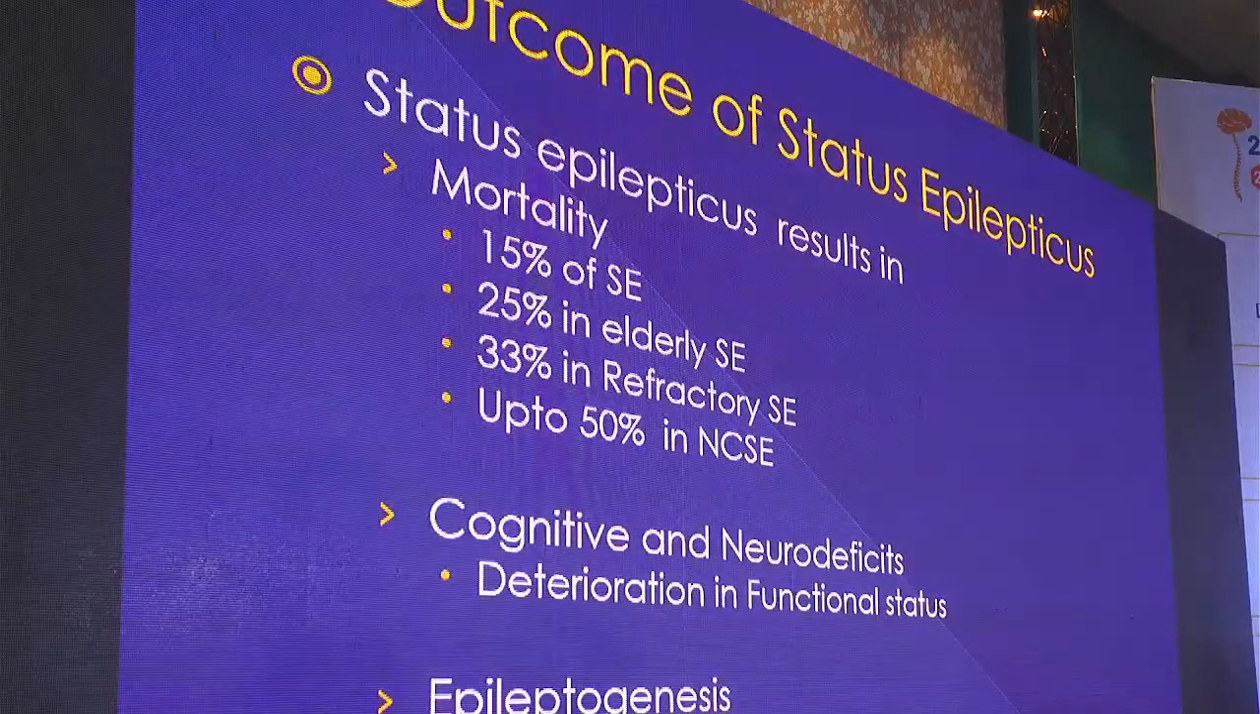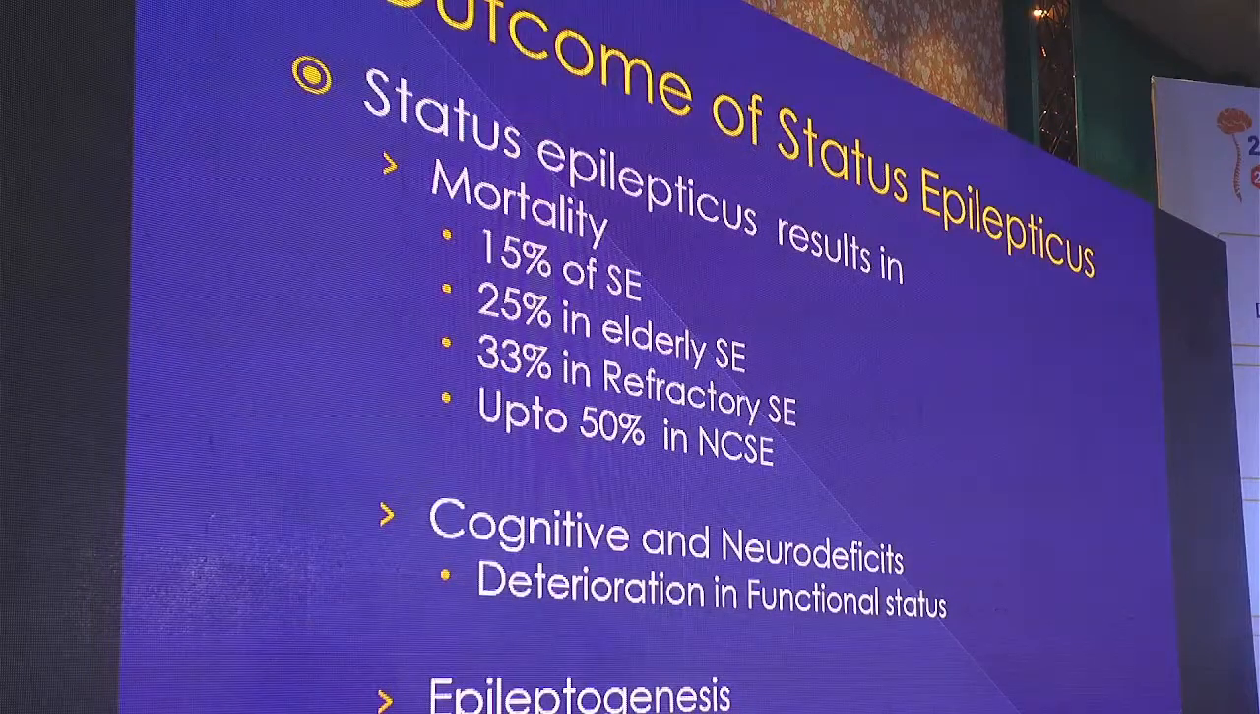So the outcome of status really depends on many factors. You can see here 15% of convulsive status is fatal. It is much higher in the elderly. If it's refractory status, it goes up to 33%. And interestingly, non-convulsive status, which I'm not covering here in the interest of time, depending on the etiology, can be as high as 50%. And those who don't succumb to it have a lot of morbidity, functional status going down, risk of further seizures.